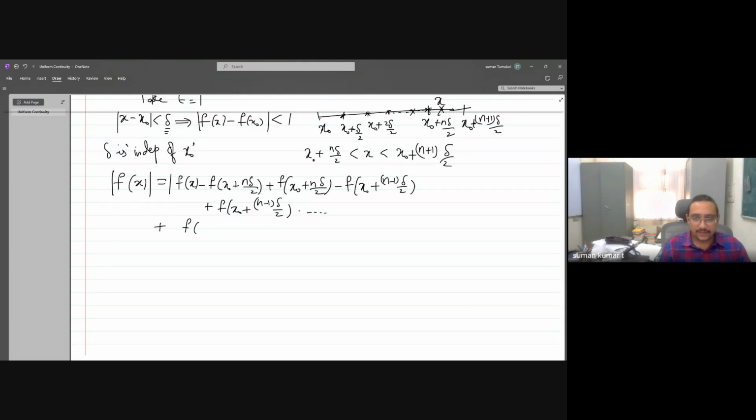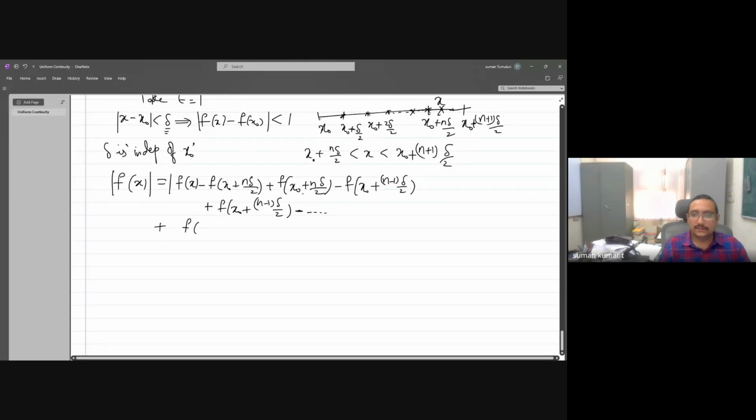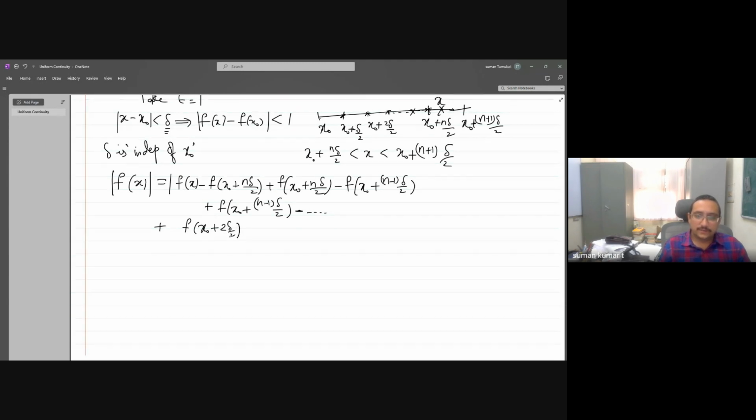This is a beautiful result actually, whatever you have asked. So f of x naught plus 2 delta by 2 minus f of x naught plus delta by 2. This is the extra thing that I'm adding, and then plus f of x naught plus delta by 2 minus f of x naught, and then the last one is f of x naught.